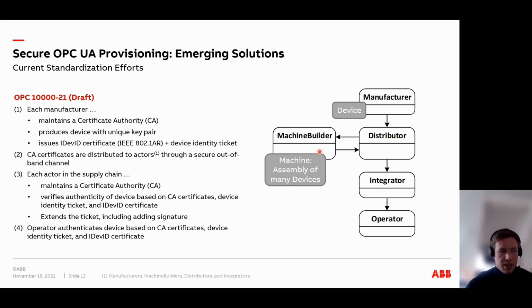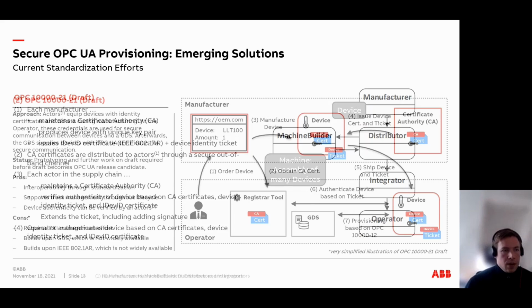For instance, here the machine builder can assemble a machine that consists of many devices, then issues a ticket for that machine that authenticates all devices and says they belong to the machine. And finally, also the operator can authenticate received devices and verify the entire supply chain.